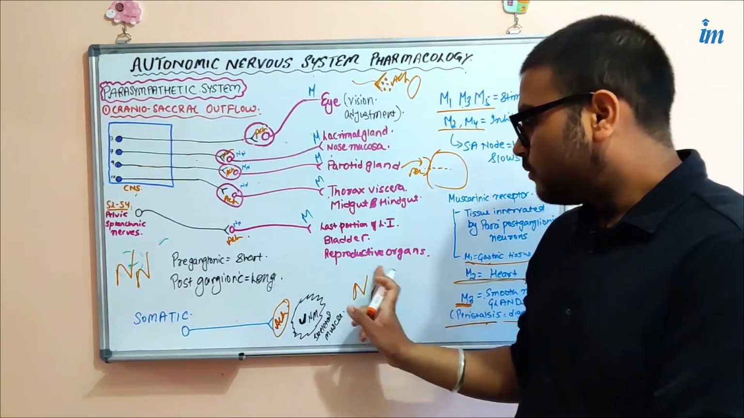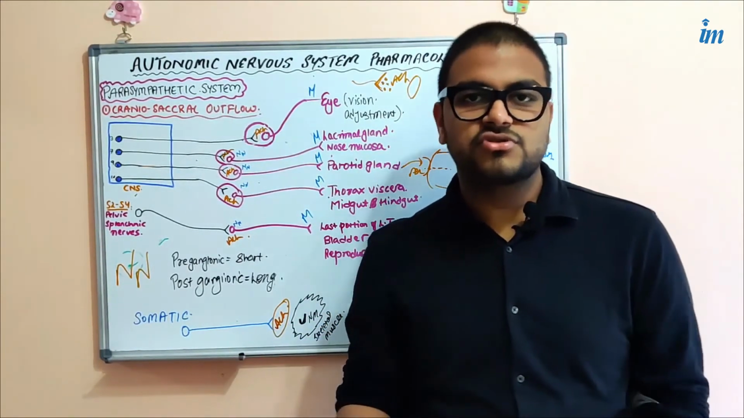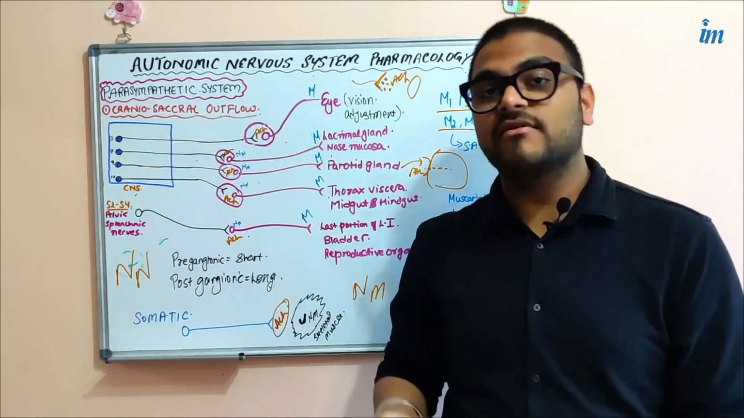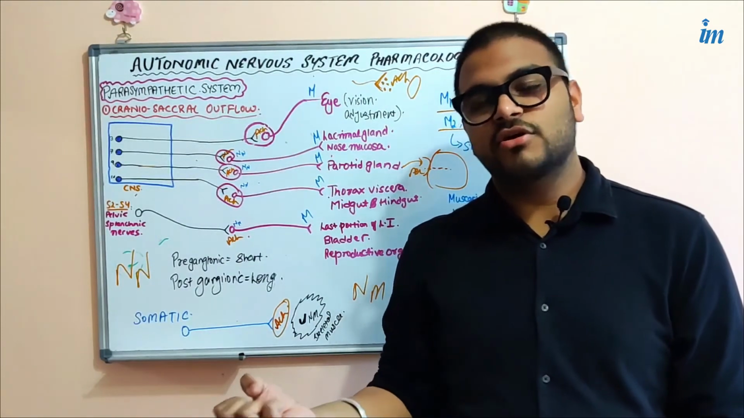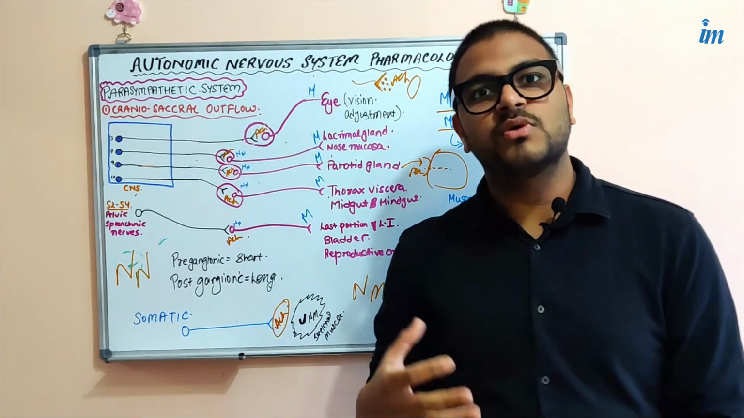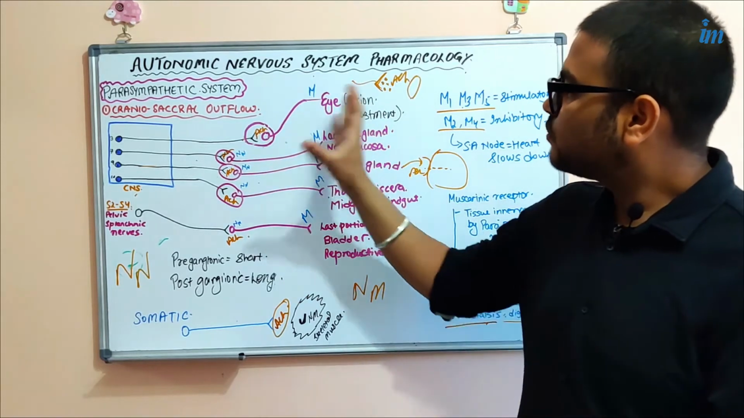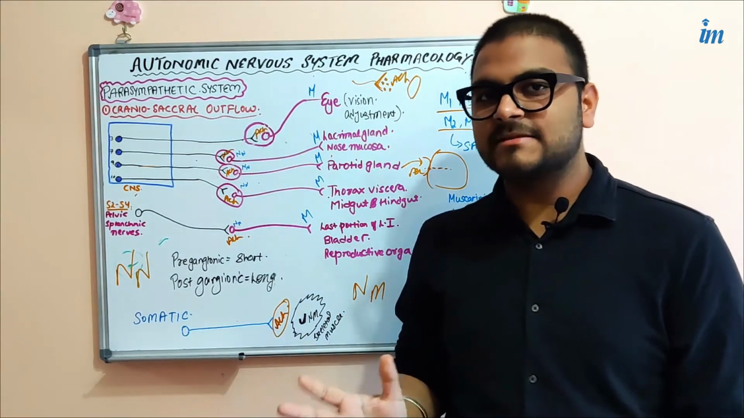And what is the ligand for this receptor? The ligand is again acetylcholine. So acetylcholine has a major part in the contraction of your muscle. This is the neurotransmitter that is very much responsible for contraction of your skeletal muscles. So this is what we have about the parasympathetic division.